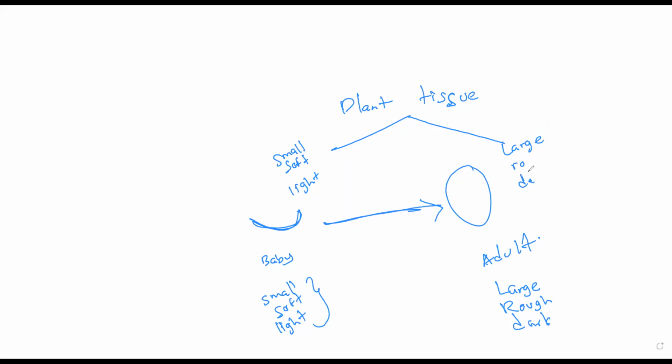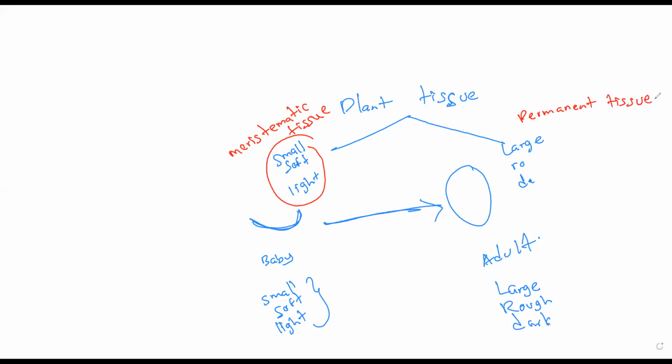Now children, this is the classification. So now I'm going to give the names. The plant tissue which is soft and light colored is called meristematic tissue. Children, the plant tissue which is soft and light colored is called meristematic tissue. And the plant tissue which is rough and dark is called permanent tissue.